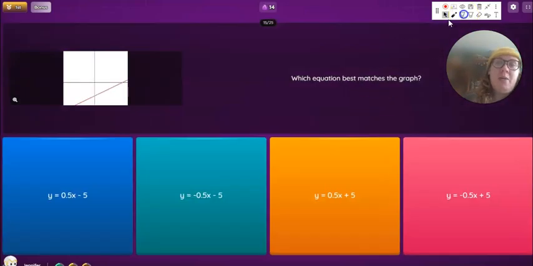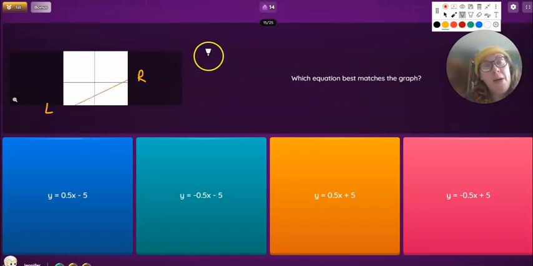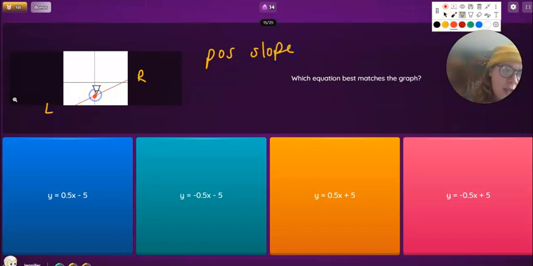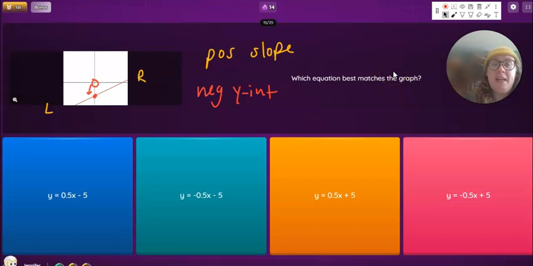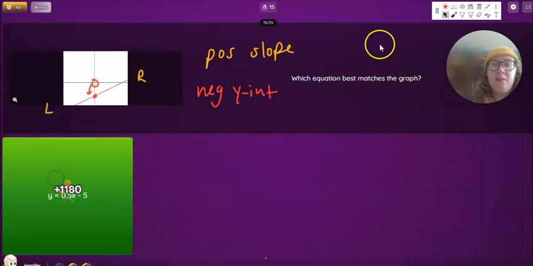Question 15, from left to right, as we read this graph, it is going up. So we have a positive slope, and our y-intercept is below 0, right? Here's our 0, and our y-intercept is below that, so it's a negative y-intercept. Positive slope, negative y-intercept. You can select which option has that positive slope, negative y-intercept. Beautiful.